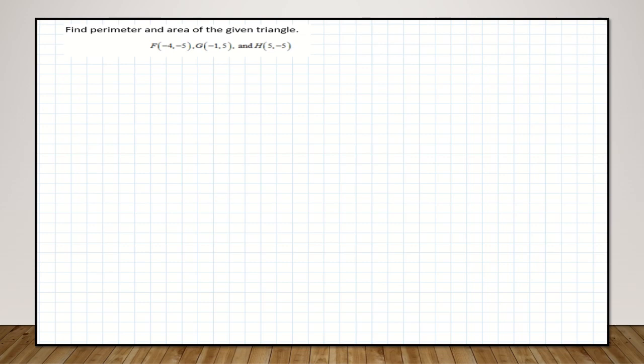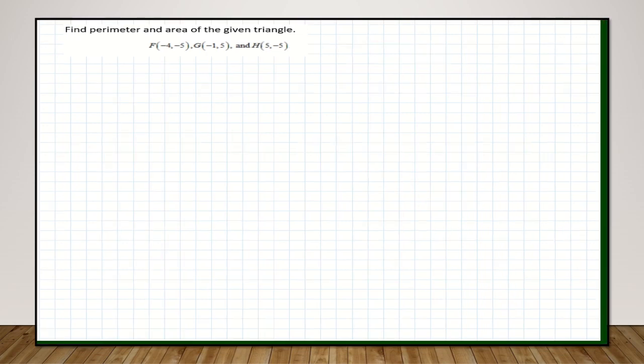In this video, we're going to work on a problem that is asking us to find the perimeter and the area of a triangle given those vertices there. So we're going to start off with finding the perimeter.